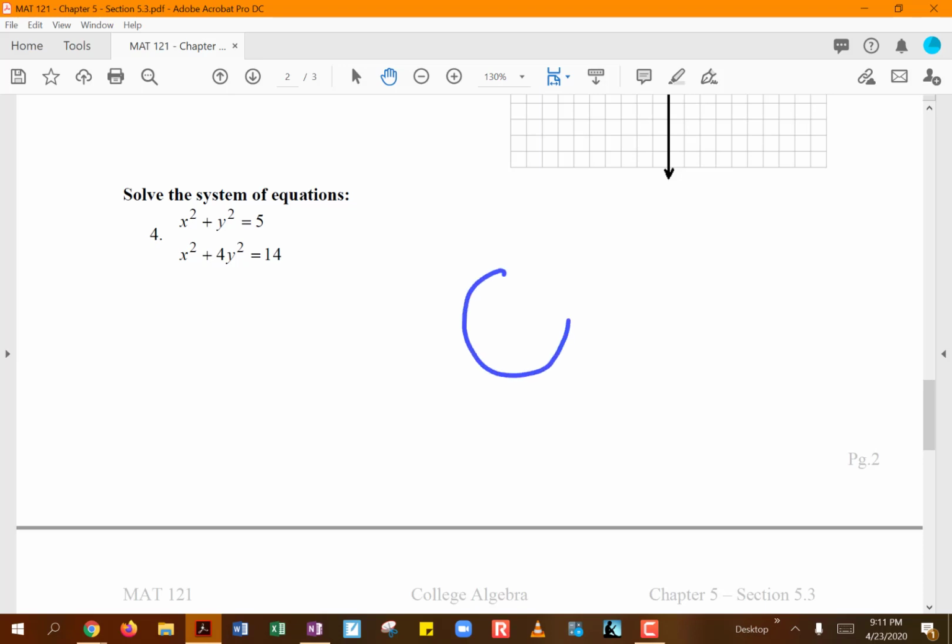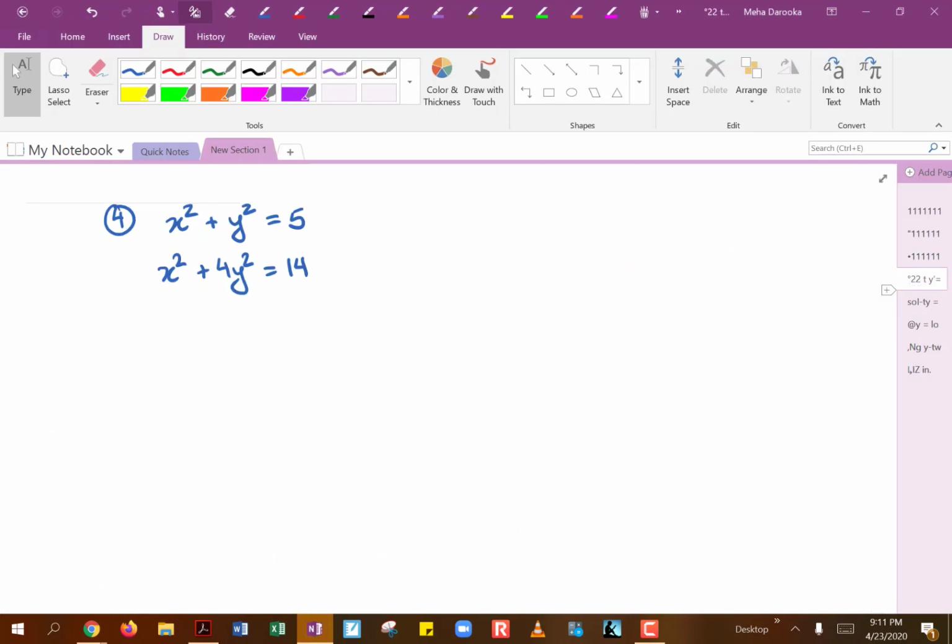So basically, think about this. You have a circle that is being intercepted with an ellipse. If that's the case, you are going to have 4 points of intersection between those two shapes. So let's go ahead and take a look at how we can solve an example like this.